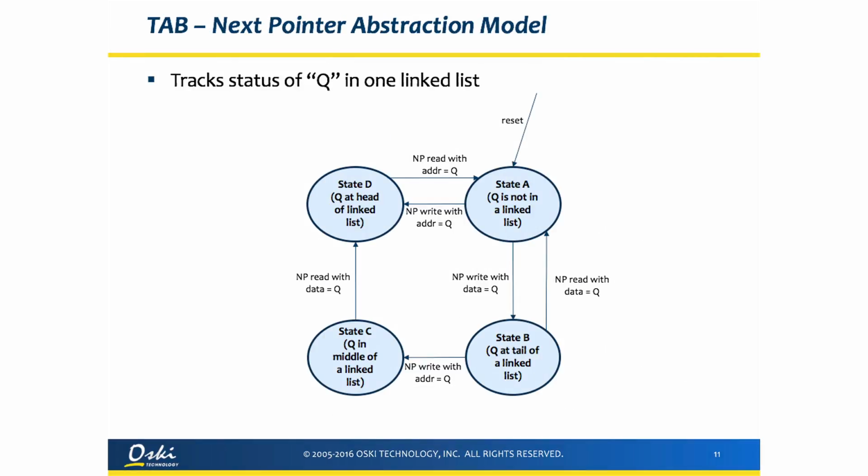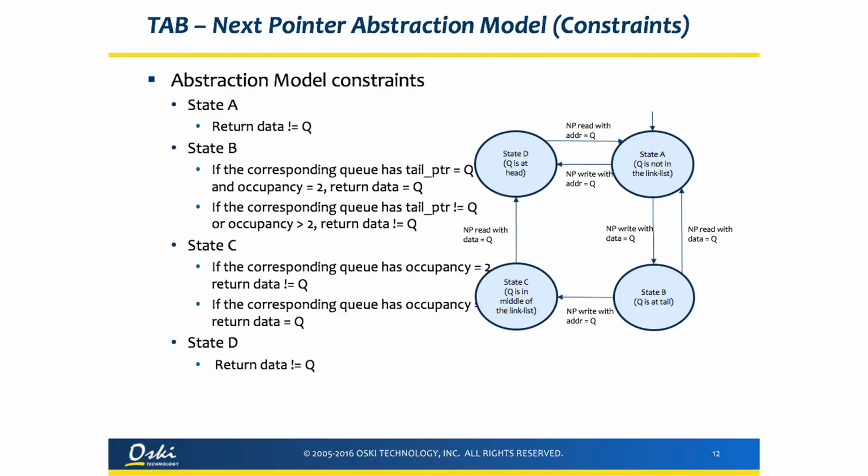And the way to do that was to pick a symbolic tag, make a state machine representing just 4 different states with just 2 flops, representing whether that particular tag is in any of the linked lists or not, if it's the tail of a linked list, if it's in the middle of a linked list, or if it's at the head of the linked list. Once you have the state machine, what you can model is constraints which implement the abstraction model. And one example of a constraint is that if you're at the tail of a linked list and the occupancy of the linked list is only 1, and if somebody requests the next pointer and Q is at the tail, then the return must be Q. If you're not in the linked list, then the return cannot be Q. And similarly, you have other constraints to completely model the abstraction model.